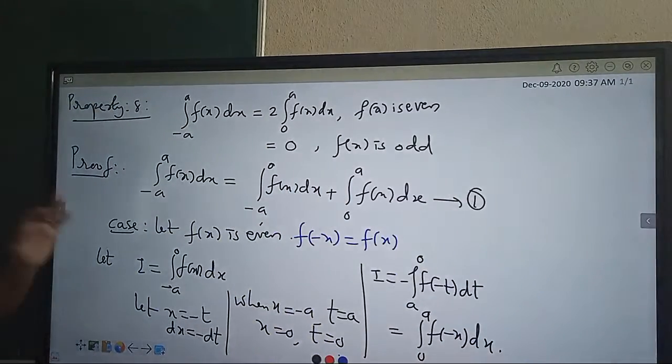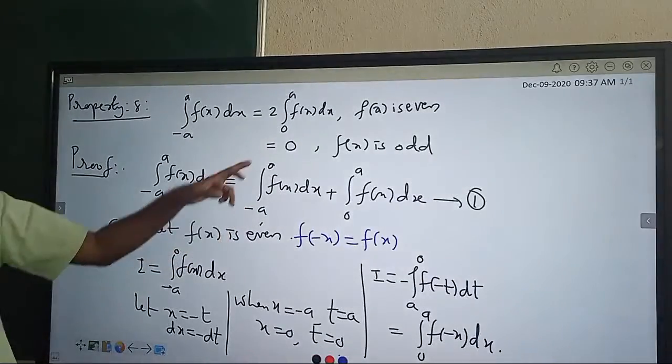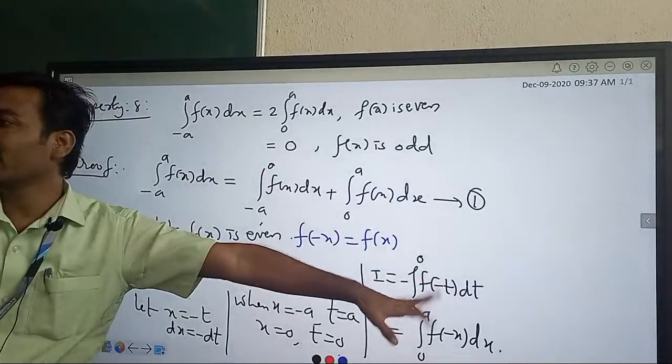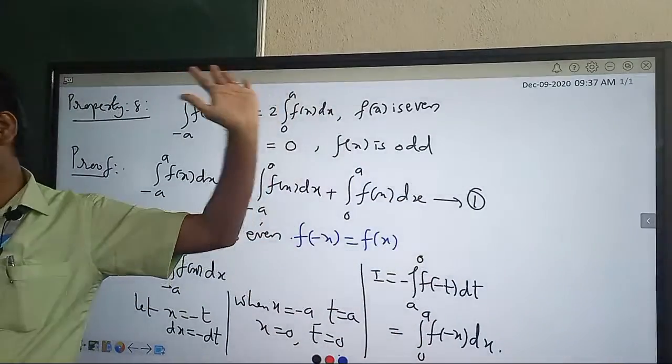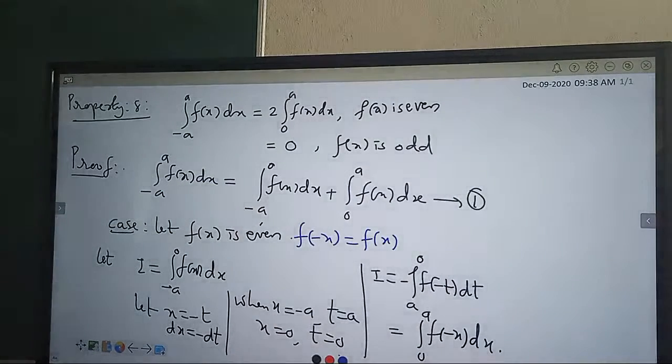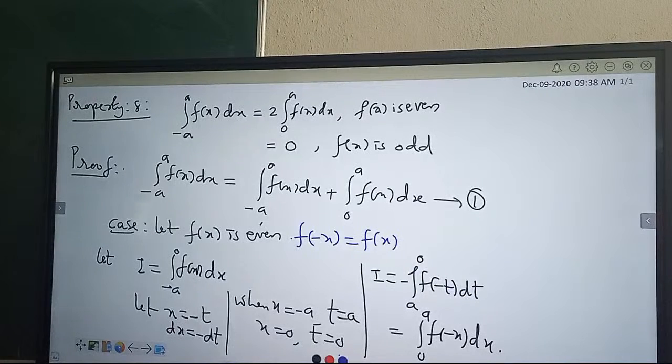Now equation 1 becomes: the integral from minus a to 0 of f of x dx can be replaced by the integral from 0 to a of f of minus x dx. Correct? Yes. Please note down this part. I will remove this and again proceed from here.